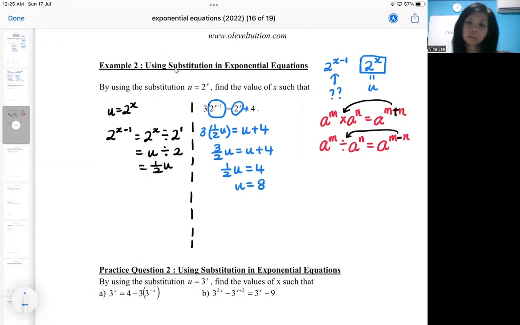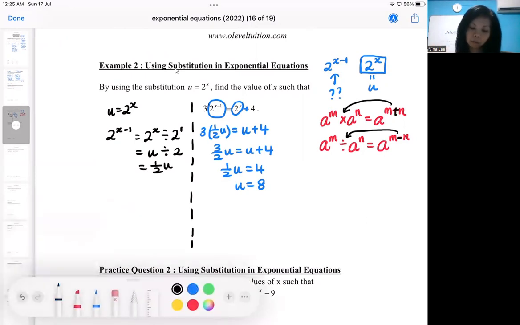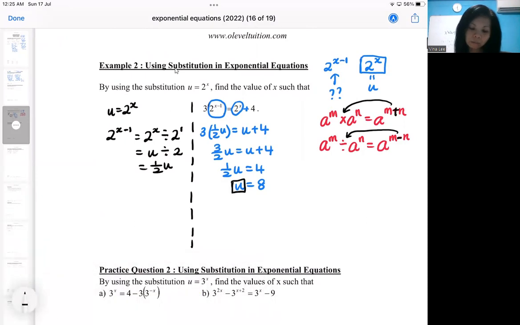Don't forget, your substitution is something indirect for you to find x. So that is not the answer. You got to return the substitution. So when u is equal to 8, that means your substitution is equal to 8. This is where you come to your E-math, same base, comparison.